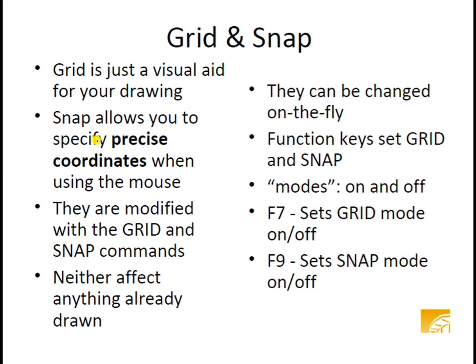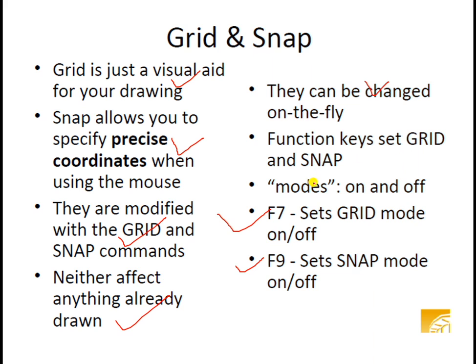So grids and snaps can be turned on, that is F7 sets grid on and off, F9 sets snap on and off, which will be visualized on screen. Grid is just a visual aid for your drawing which will give you where to locate and how to locate the things. Snap allows you to specify precise coordinates when using the mouse, that is object snap. They are modified with the grid and snap commands, neither affects anything already drawn.